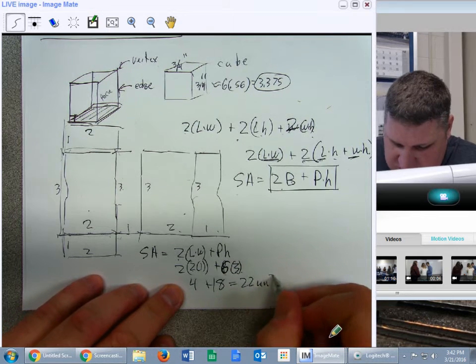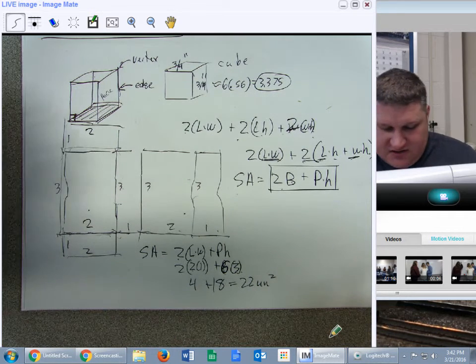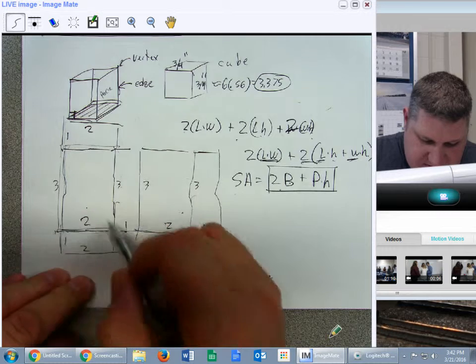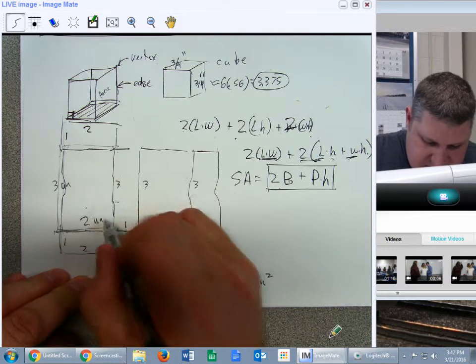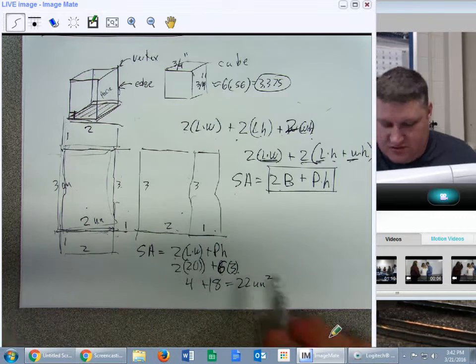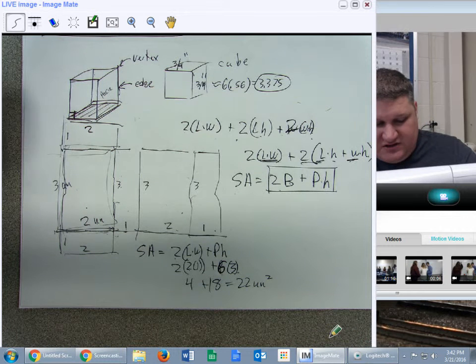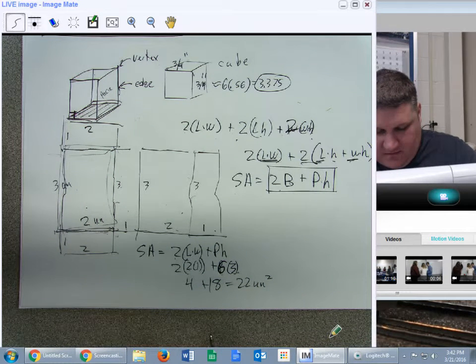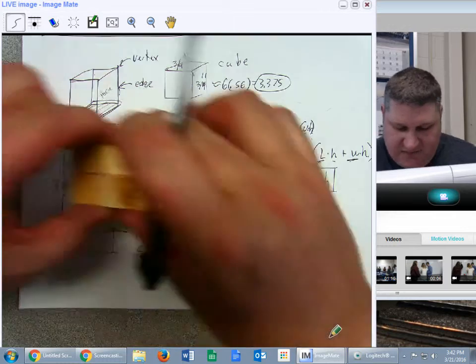22 units squared. Now you'll notice these are units squared because it's something times something, units times units in each case, and then I add up unit squared plus unit squared plus unit squared, so that it stays unit squared. 22 units squared. Okay, and let's see if we get that.